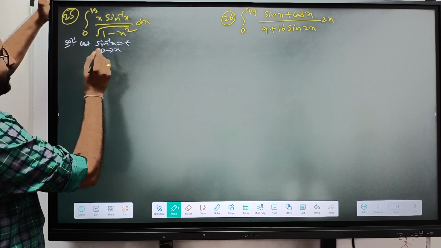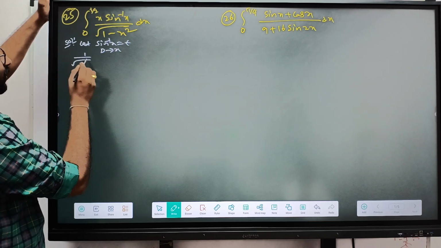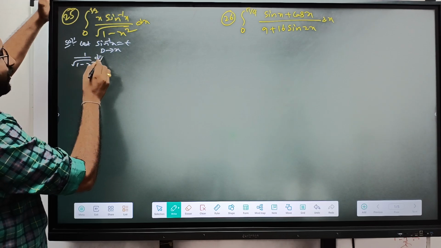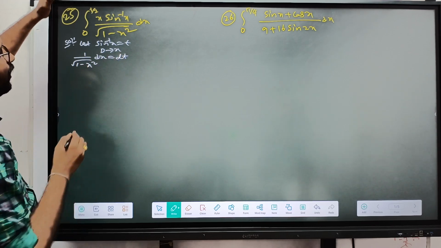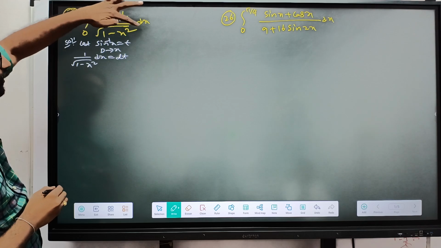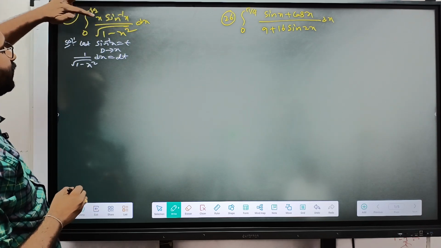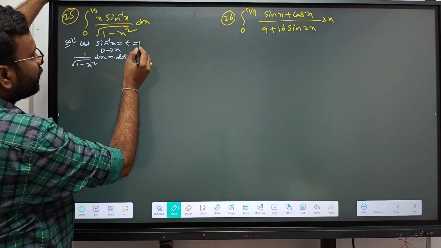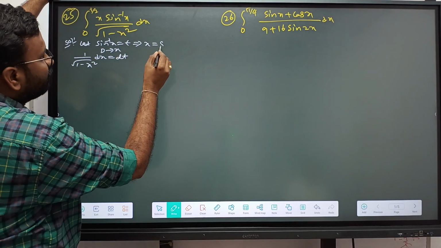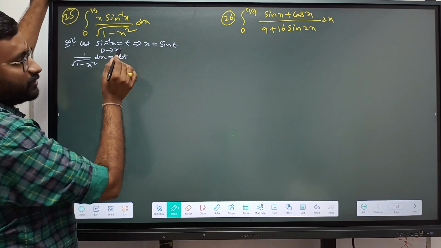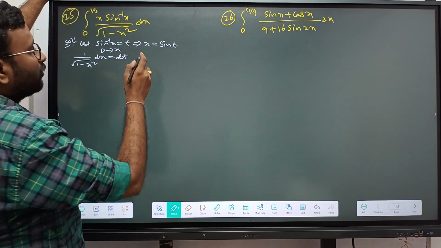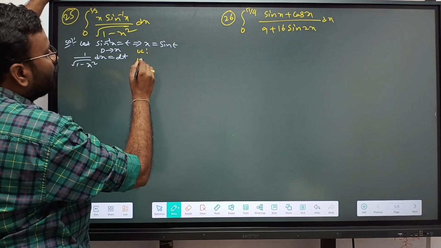Differentiation with respect to x. Sine inverse x has derivative 1 by root over 1 minus x square, so 1 by root over 1 minus x square into dx is equal to dt. Sine inverse x is t. What about x? Since sine inverse x is t, x is equal to sin t. Now what about the upper limit and lower limit?